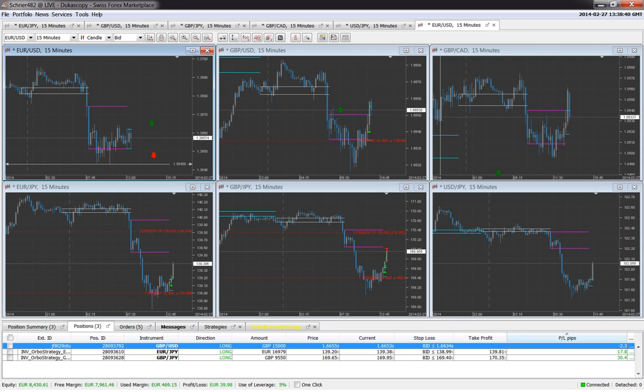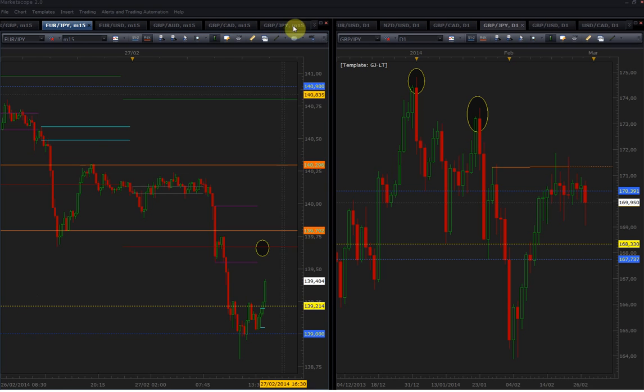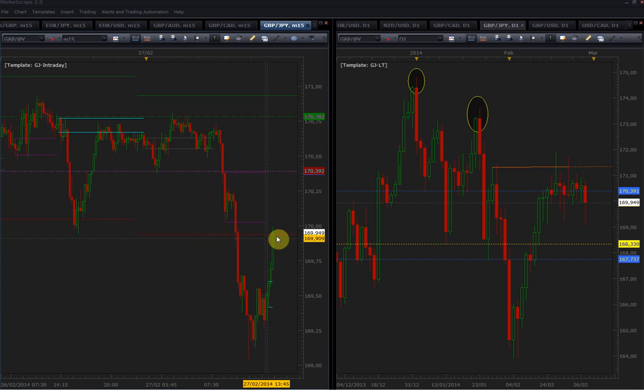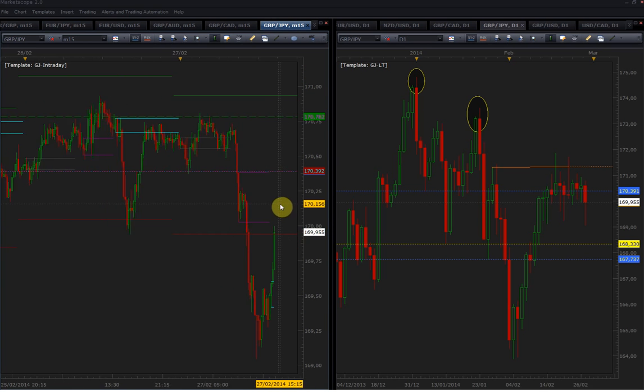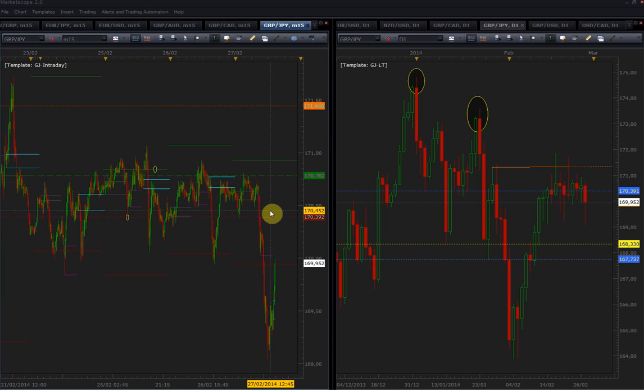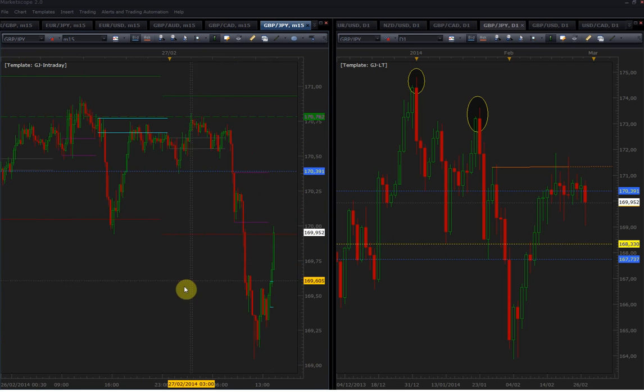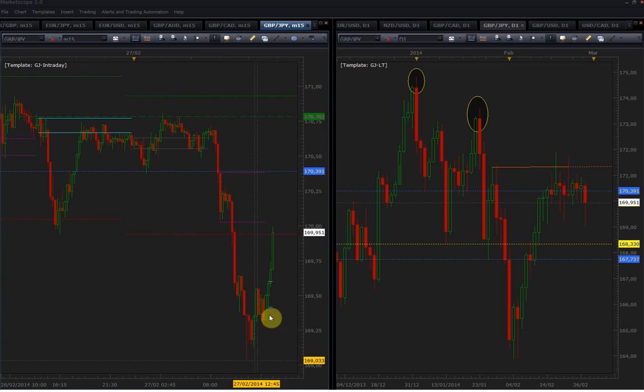Okay, let's look at a little bit of interaction here. This level is an interesting level. Let's see if we break it. We are viewing nice reversals on the yen, right? Look at that V-shaped reversal.